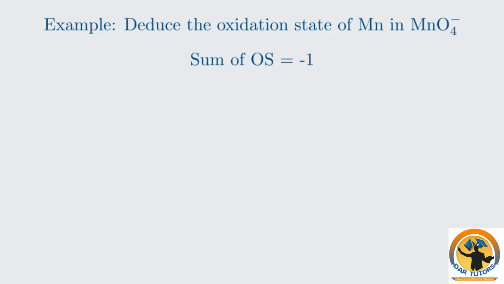The next step is to assign the known oxidation states. Hydrogen and oxygen are our common elements. There's no hydrogen, so we look at oxygen. Oxygen is not in a peroxide, so we assign it an oxidation state of -2.